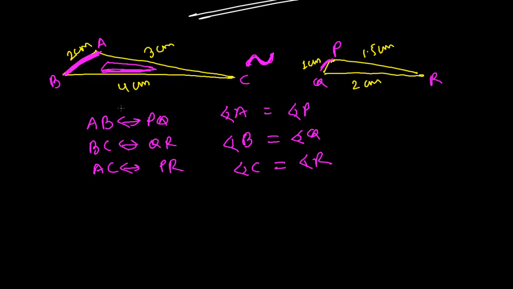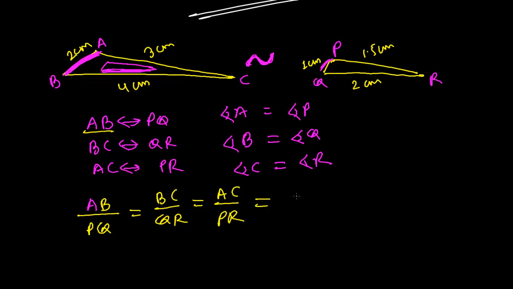So what I mean is that if you do AB over PQ, and BC over QR, and similarly AC over PR, then you should get the same constant ratio, like m over n, everywhere.